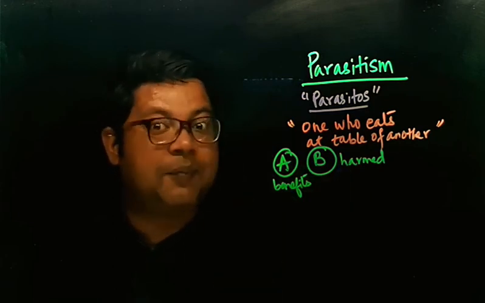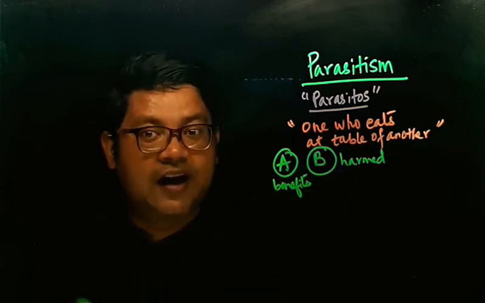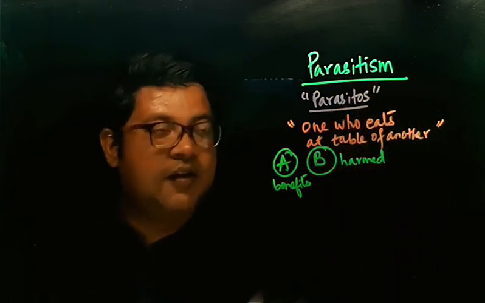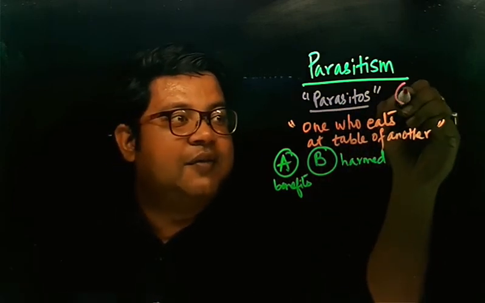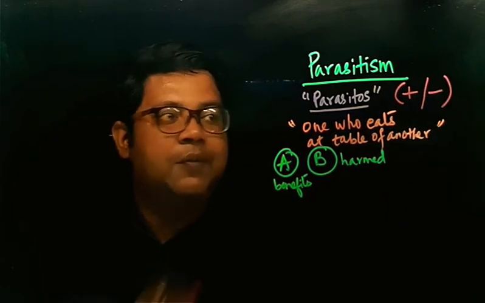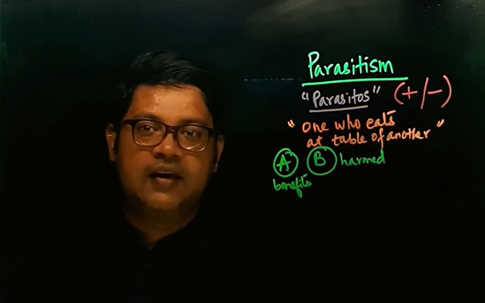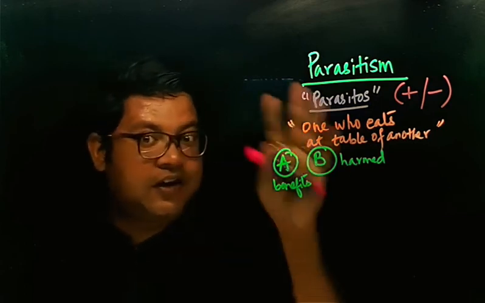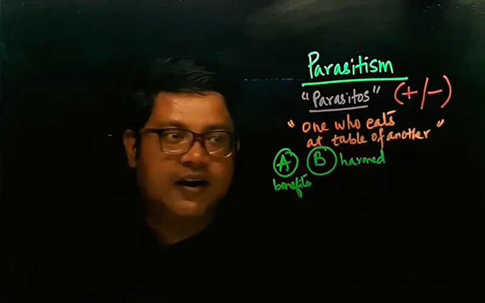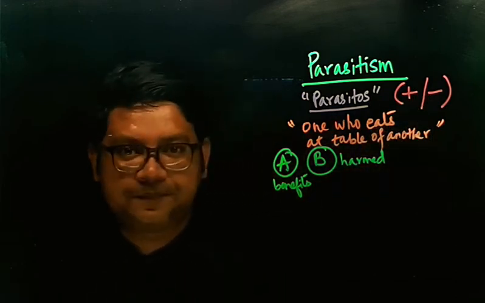I will give you the example, but before that, we should write down how you can denote this parasitism. We have to denote parasitism very similarly. One is getting benefited, the other is getting harmed. So it will be plus oblique minus. So now I think you have understood how to write the plus and minus signs. Now let me give an example first.